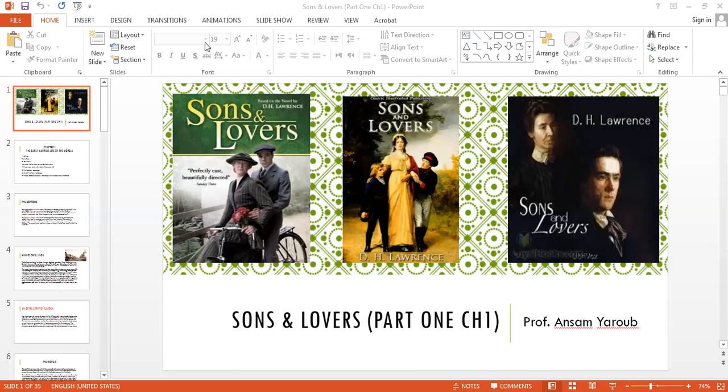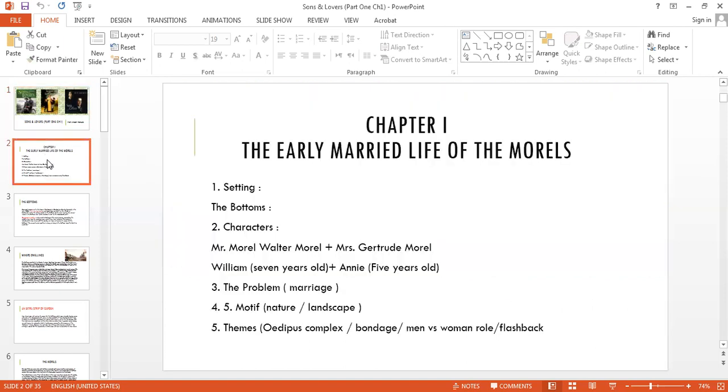Let's see. From the very beginning of the novel, everything is set clear for the reader. There is the setting. It all takes place in a place called the Bottoms. Characters are all there. We have Mr. and Mrs. Morel. We have William, their son, who's 7 years old. We have Annie, their young girl. She's 5 years old, and Mrs. Morel is pregnant in chapter 1.